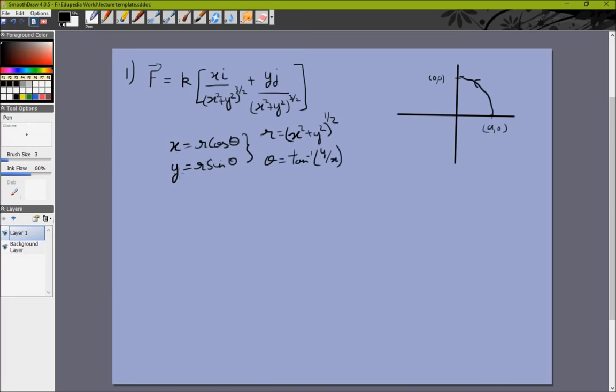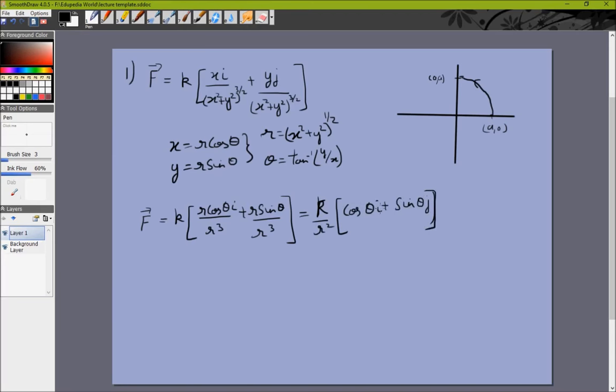If you substitute these two values for x and y in f, you get f is equal to k times r cos theta i cap divided by, now this term is r cube, plus r sin theta j cap by r cube, which is k times 1 by r square times (cos theta i cap plus sin theta j cap).